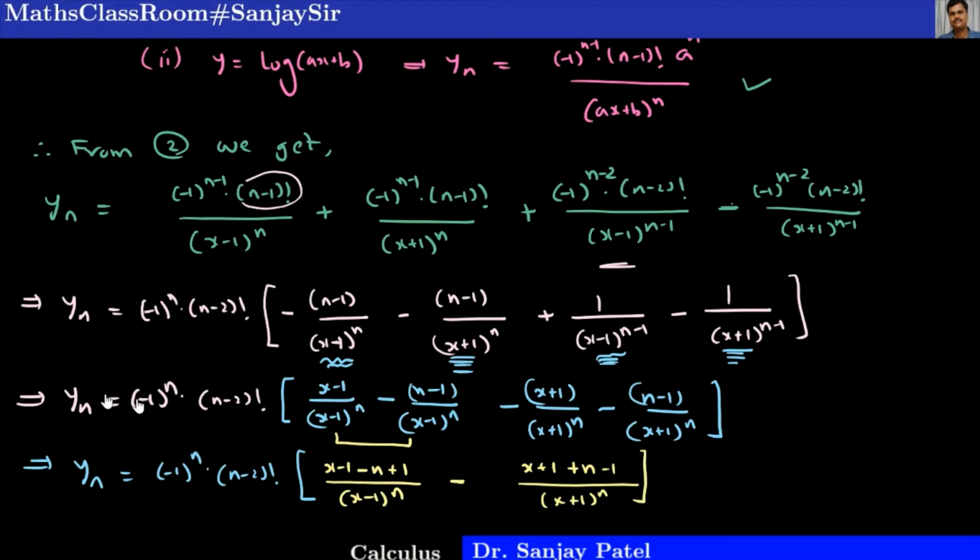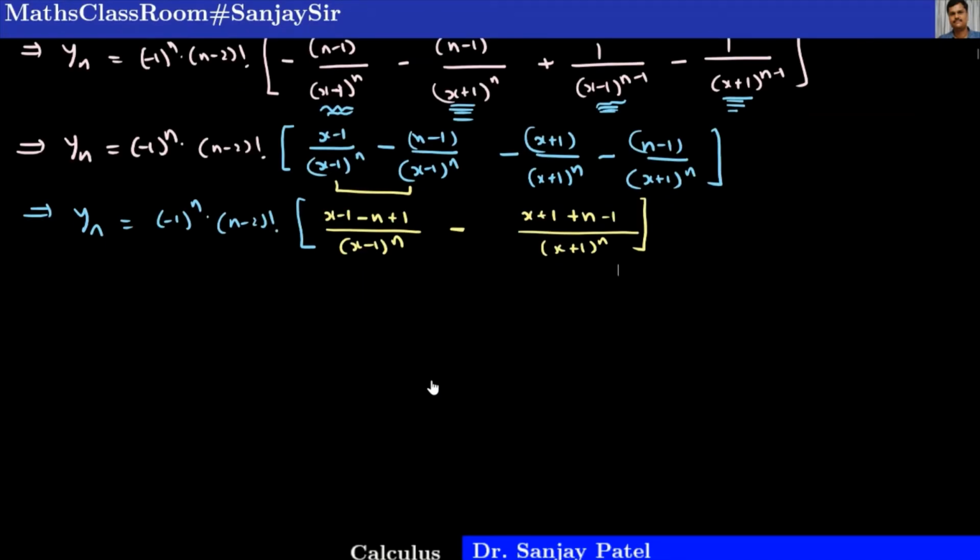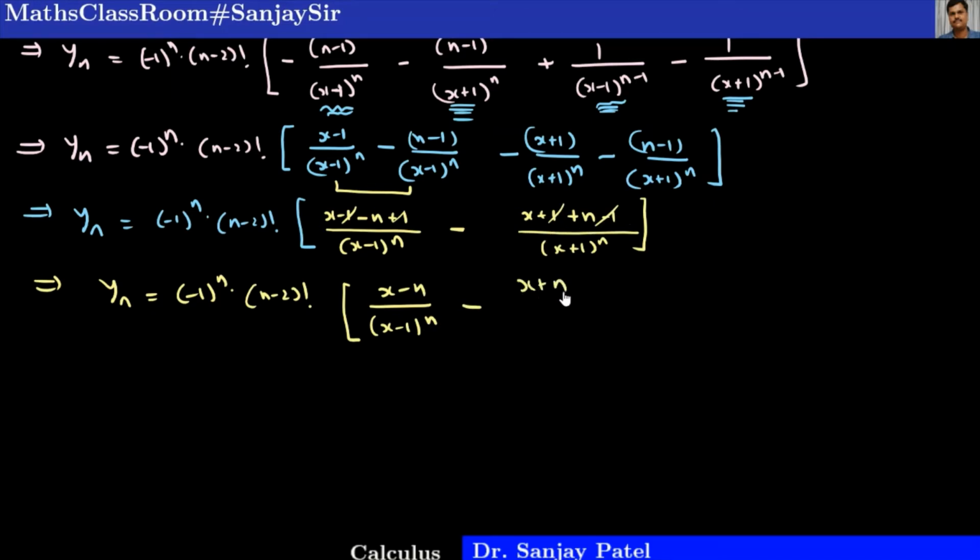So this will be x plus 1 plus n minus 1. Okay, so this gives us yn is equal to minus 1 raised to n into n minus 2 factorial into, this 1 will be cancelled, so x minus n upon x minus 1 raised to n minus, again this 1 will be cancelled, and you get x plus n upon x plus 1 raised to n. And this is the required result. Hence proved.